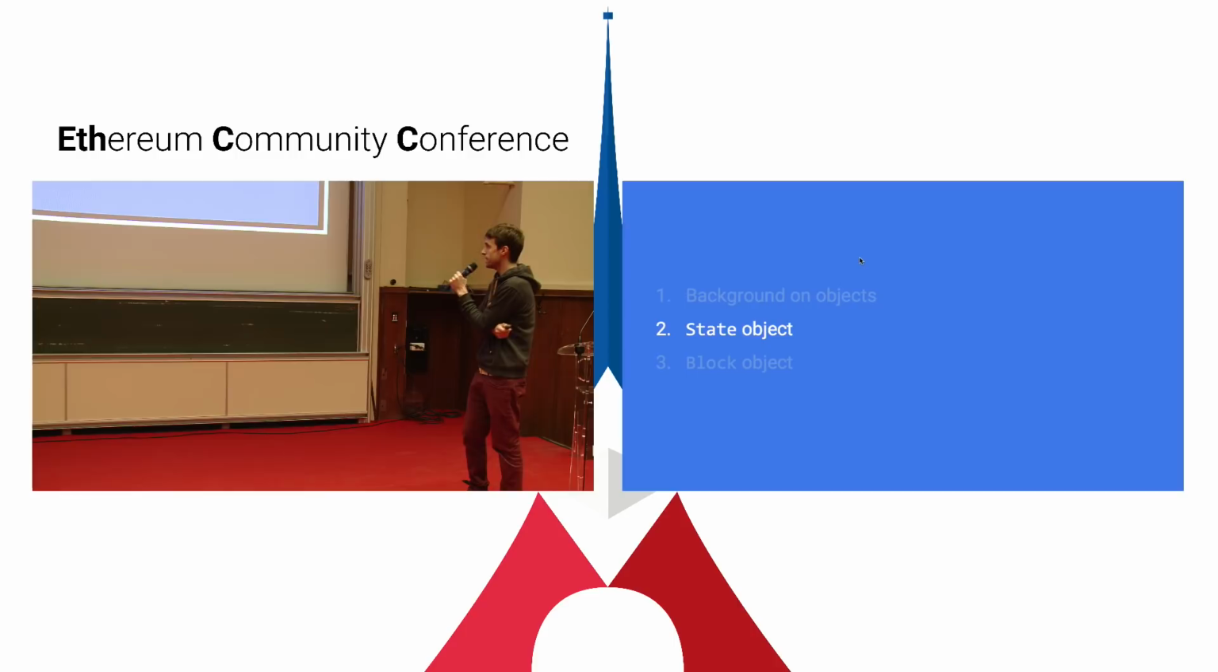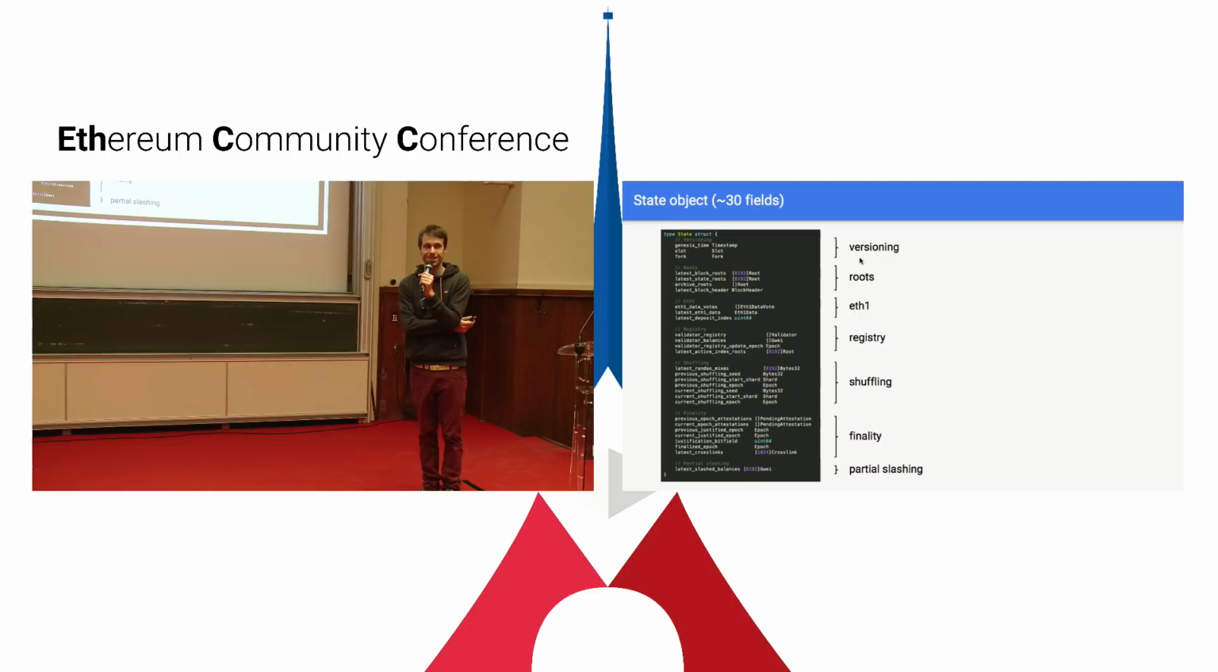OK, so let's look at the state object. This is the full state object. It might look a bit scary at first. It has 29 fields, so about 30 fields. And you can do this semantic batching of the fields. So you have these seven categories, versioning, roots, etc. What I'd like to do is go through every field and tell you about it, and hopefully give you a bit of intuition as to what's going on. This hand-holding will hopefully help you to read the spec if you're not already familiar with it.